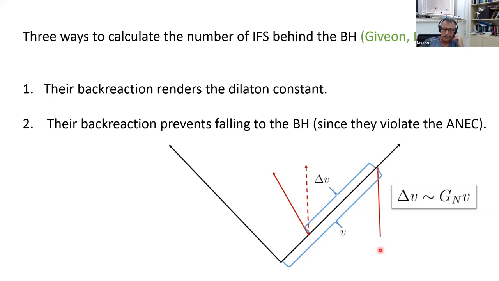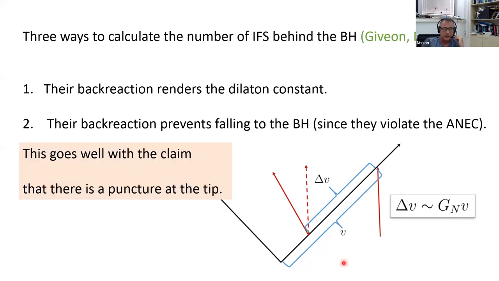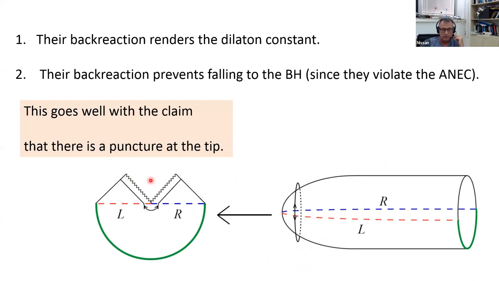And then I think that I would follow this trajectory, but actually I will follow that trajectory. And if I try to fall into the folded strings here, I'll get pushed all the way here and then go there. Okay, so then you can ask yourself how many folded strings will make this region impenetrable. And this goes very well with the claim that there is a puncture at the tip, because as we said, the Lorentzian continuation of a puncture means that this region doesn't exist. So this is related to the situation in which I cannot enter this region because in a sense it doesn't exist, which is what this plot is supposed to tell us.